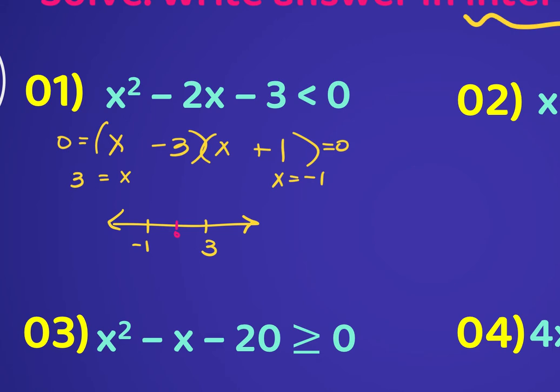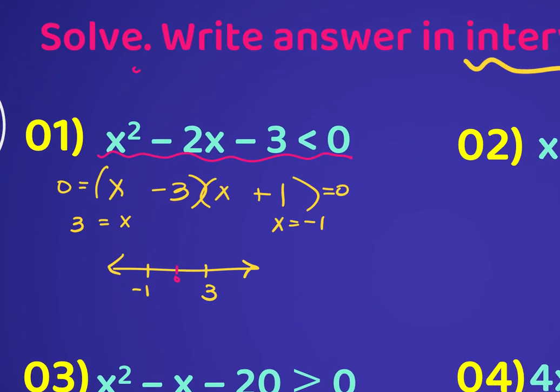And by plug it in, I mean go back to the beginning and plug it in. So I'd get 0 squared minus 2 times 0 minus 3 is less than 0. 0 squared is 0. -2 times 0 is 0. So this is -3 is less than 0. Is that a true statement? Yes. So I know I need these points included in my answers. So in between the points would get included. If it was false, I'd go outside.